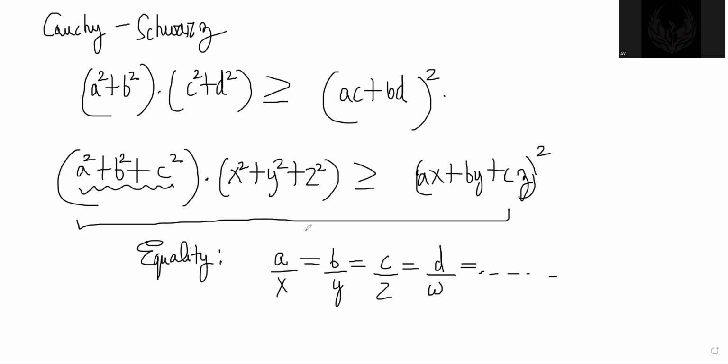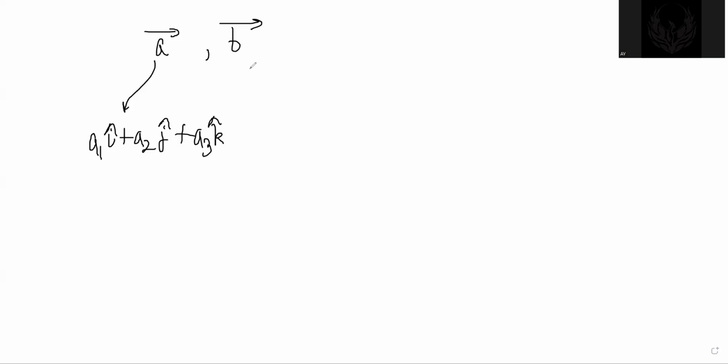But why is all this happening? Why is this inequality correct? If you have done even a little bit of vectors, you can say A vector, B vector can be written in 3D space, or sometimes even nD space. In 3D space, you can write it as A1 i plus A2 j plus A3 k, and similarly, B vector you can write as B1 i plus B2 j plus B3 k.